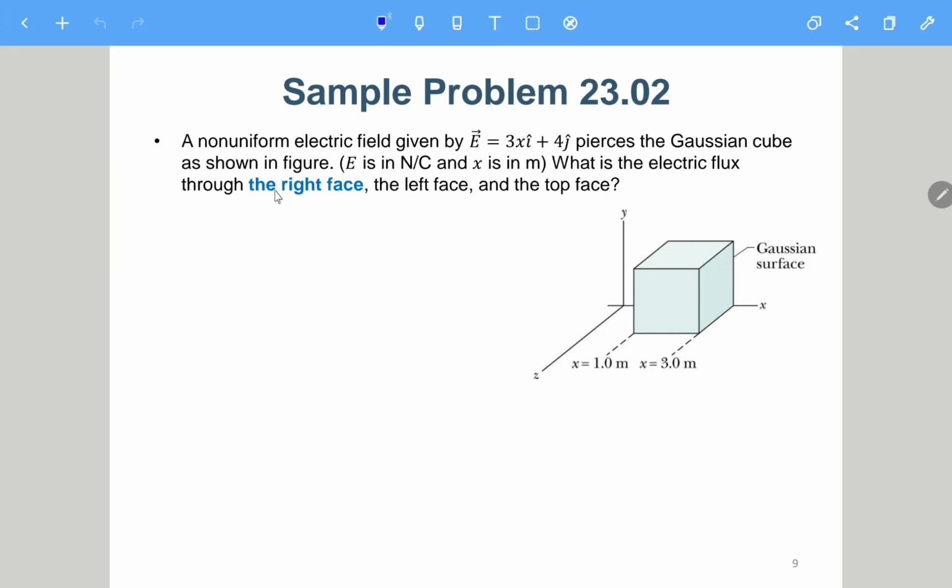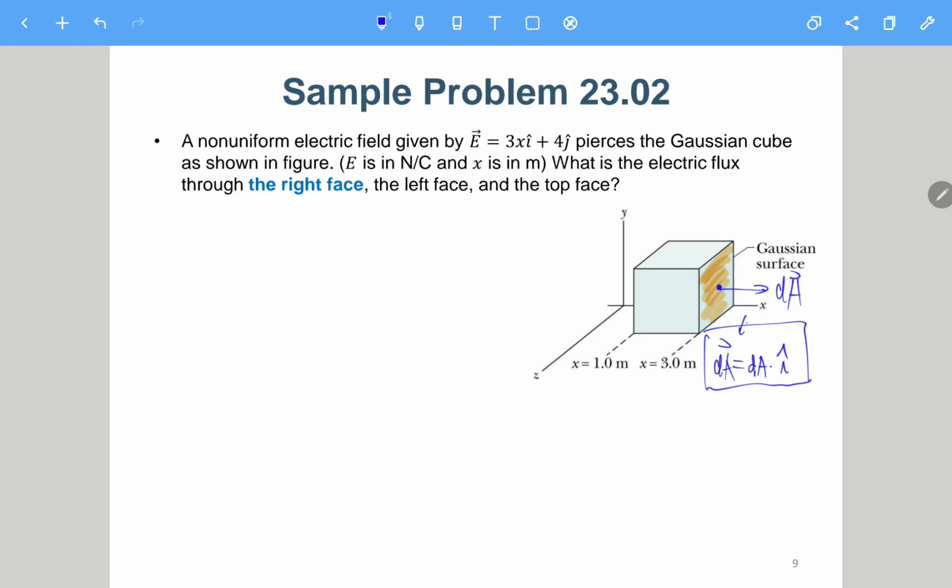So let's calculate one by one. First of all, we try to calculate the total flux for the right face. For this one, dA should be pointing to the right side. So dA equals dA times the positive x direction, which is i hat. This is the area vector.